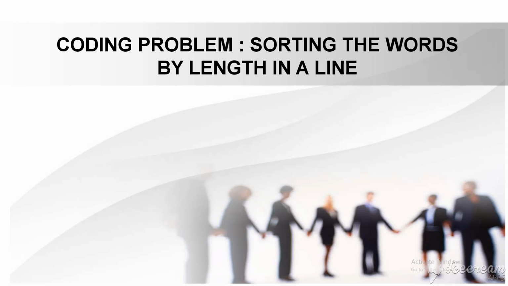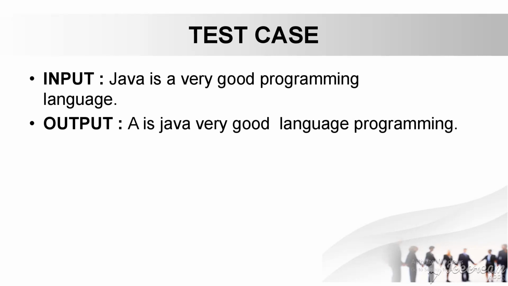In this video, we will learn how to sort the words by length in a line. Now let us take a test case. Input is: Java is a very good programming language. Here the first letter in the line is J, which is a capital letter, and at the end of the line we are finding a full stop.